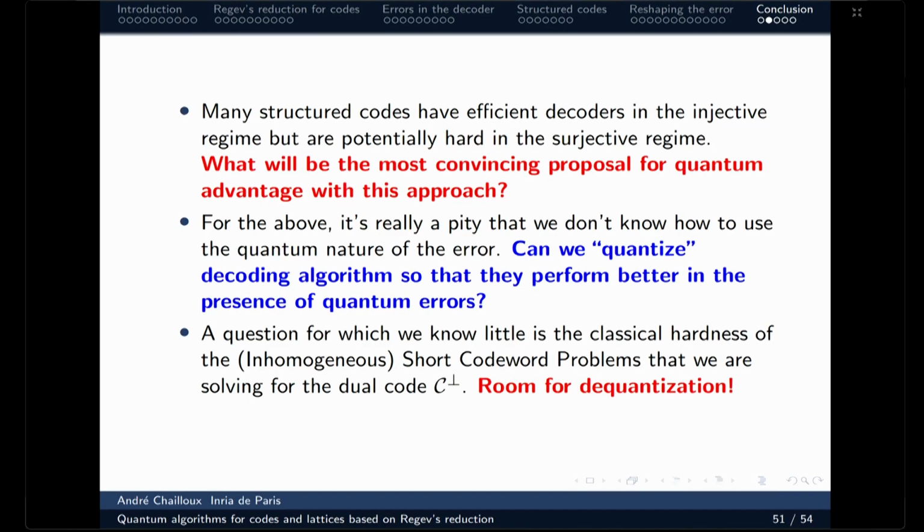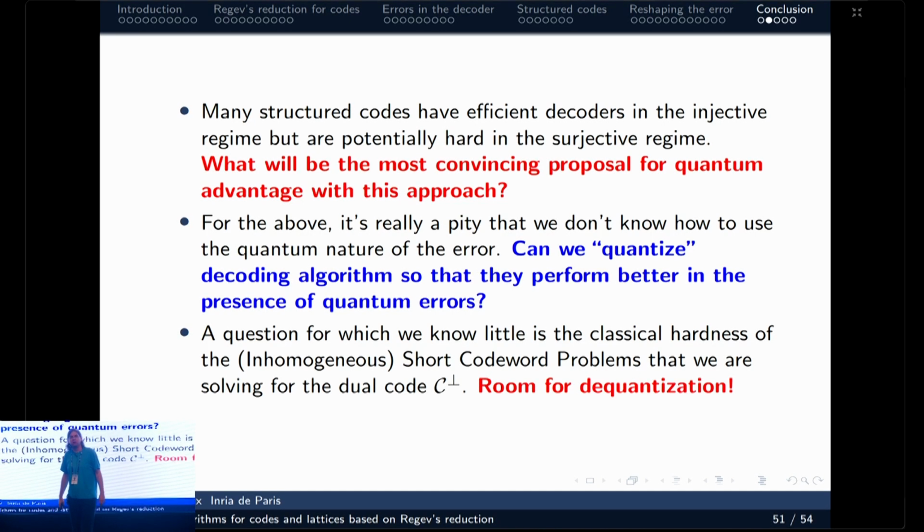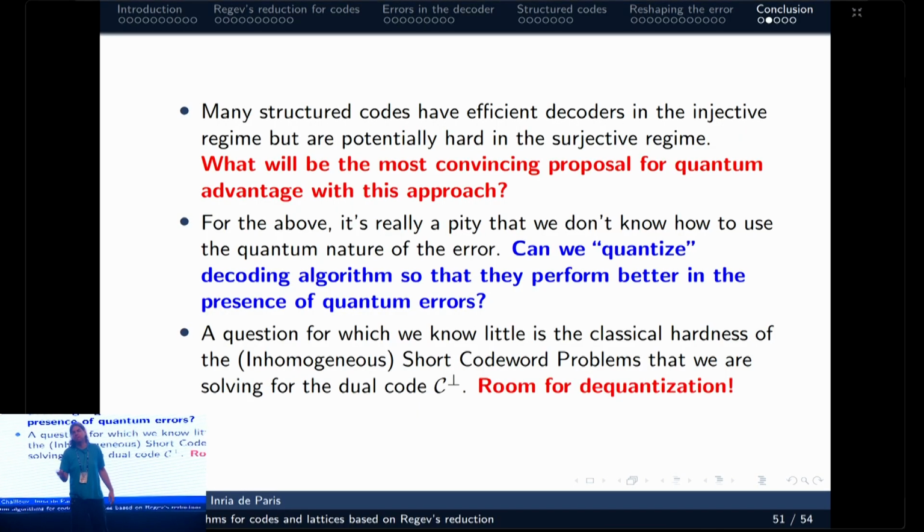Okay, so this was kind of a recap of what was going on, and now I'll just provide a few open questions. We have a very general recipe: structured codes that you can decode in the injective regime, and you hope the problem is hard in the surjective regime. Here it was done for LDPC codes and Reed-Solomon codes, but if you look at those kinds of problems, what will be the most convincing proposal for quantum advantage with this approach?